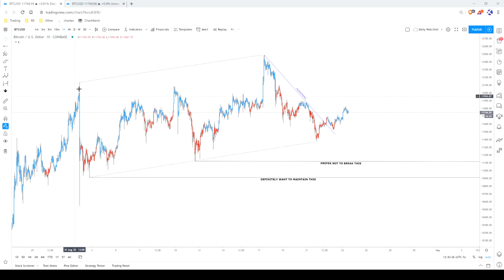Many of you already know that I've been watching for this large running flat structure here. Today we're going to talk about what a running flat is, where it forms, how it fits into a trend, and why I really don't want to break these levels.